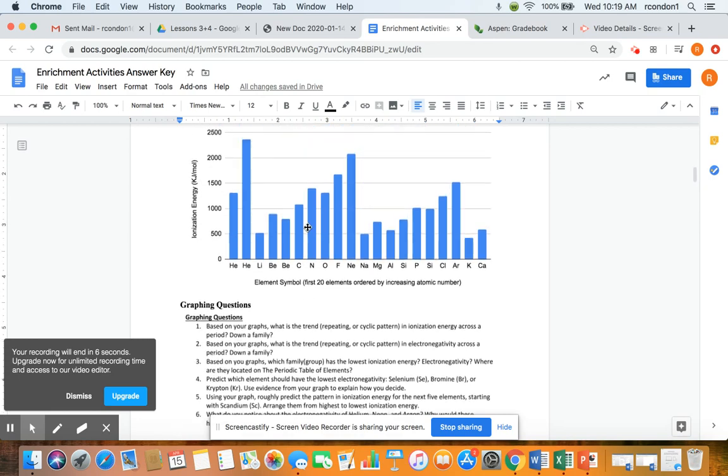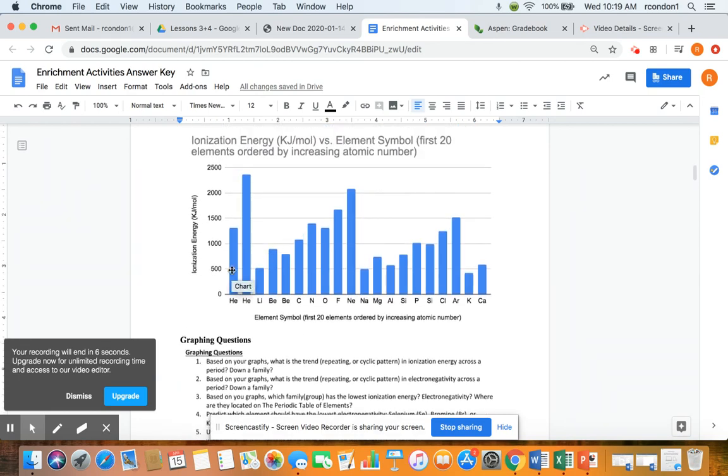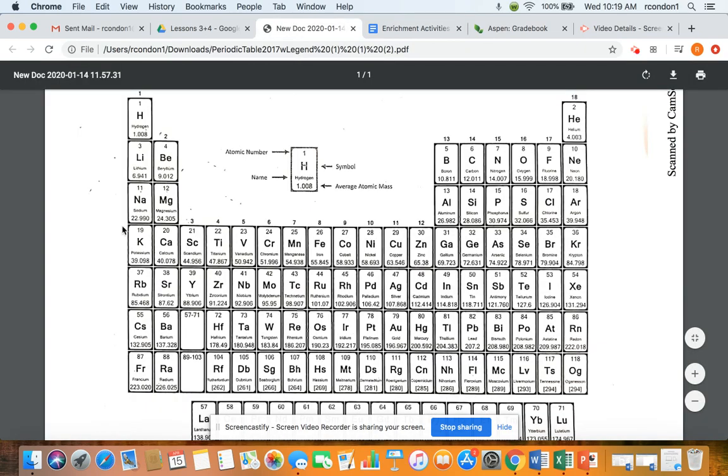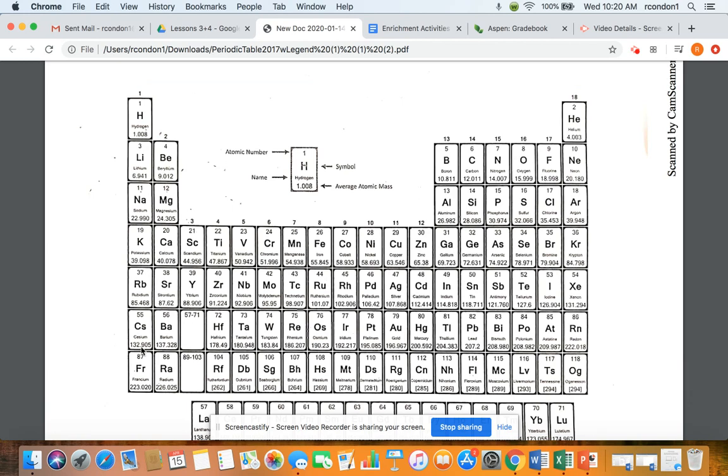For ionization energy, we saw that as we go across a period on the periodic table, ionization energy is going to increase. And as we go down a group or family on the periodic table, ionization energy decreases. So if I move my cursor up and to the right, ionization energy increases. Down and to the left, ionization energy decreases.